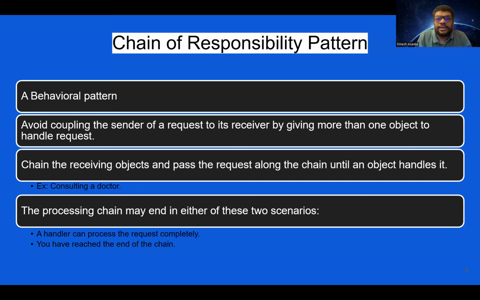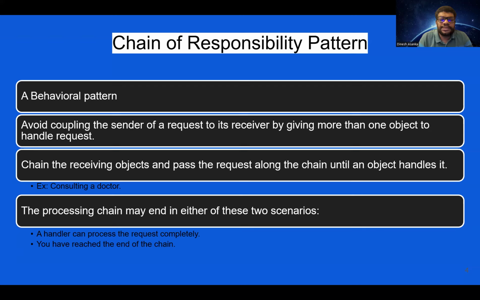It's a behavioral design pattern, and basically it avoids coupling the sender of a request to its receivers by giving more than one object a chance to handle the request. So you don't send the request to many objects at once. You go one after the other, one after the other. You chain the receiving objects and pass the request along the chain until an object handles it. Until someone handles it, you go through this chain. A classical example is consulting a doctor.